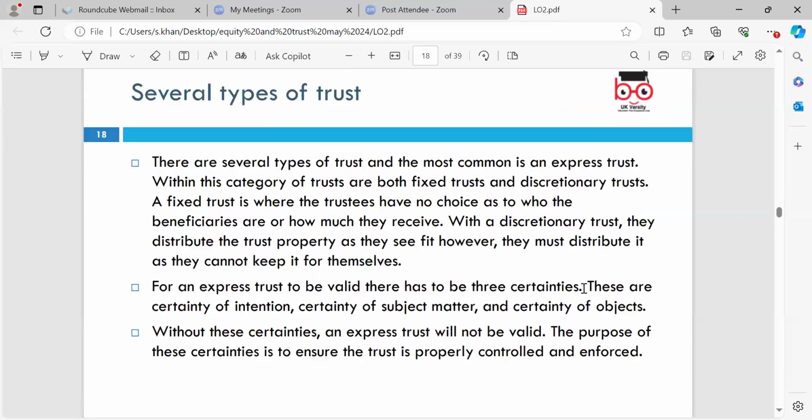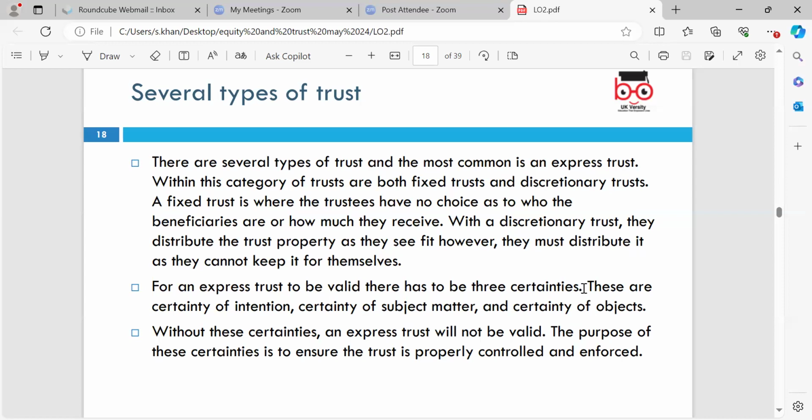So now we're going to go on to look at the several types of different trusts, okay? There are several types of trust, and the most common is an express trust. Within this category, trusts are both fixed trusts and discretionary trusts. As we mentioned, a fixed trust is where the trustees have no choice as to who the beneficiaries are or how much they receive. With a discretionary trust, they distribute the trust property as they see fit. However, they must distribute it as they cannot keep it for themselves.